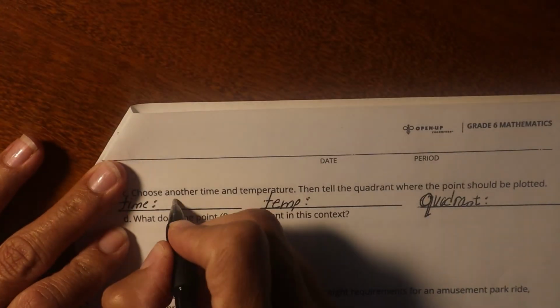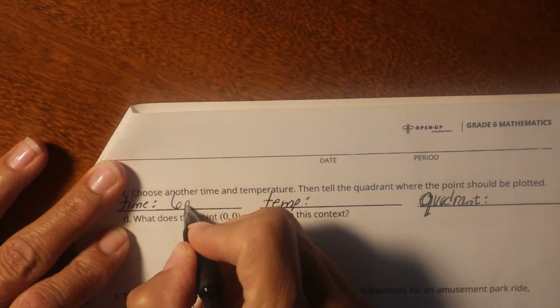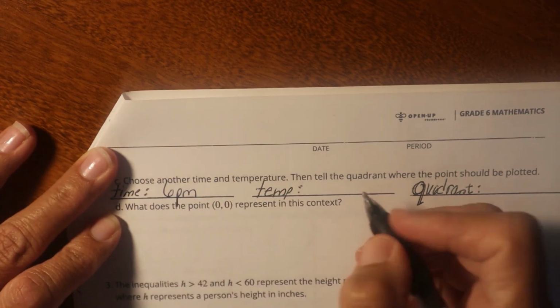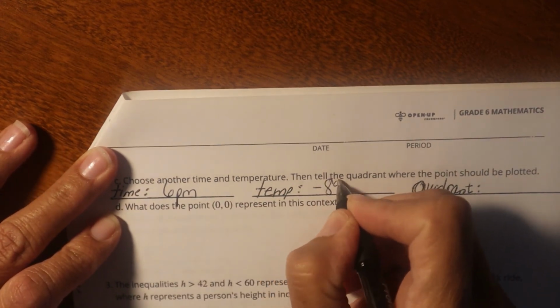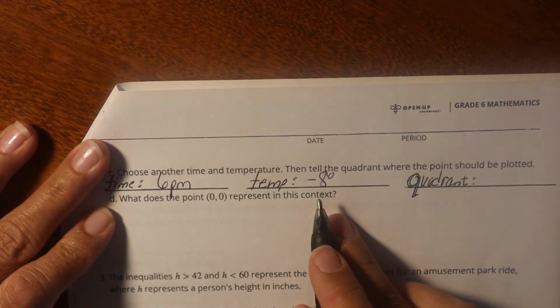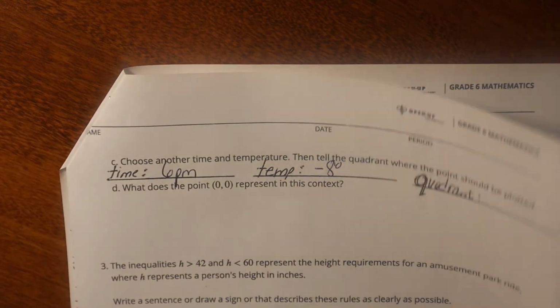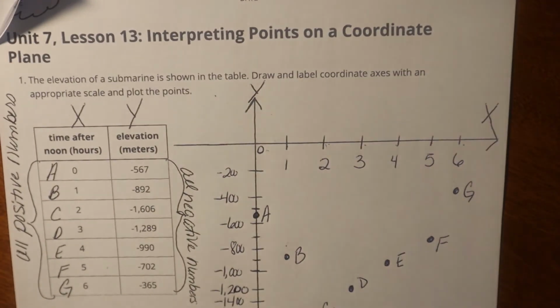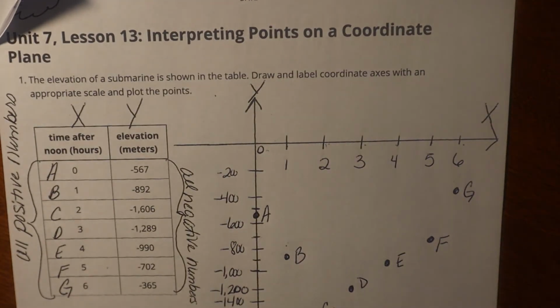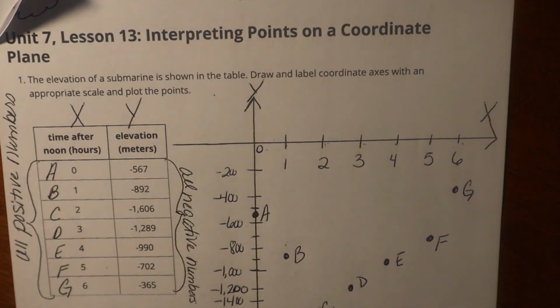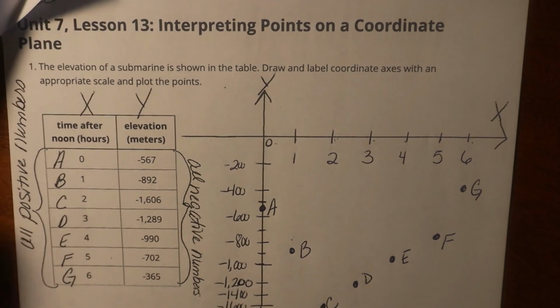So let's say it is 6 p.m. and I'm going to just say negative. You could have picked a different time. You could have picked a different temperature. That was fine, because you got to choose. But because I picked 6 and negative 8, for me, it's going to fall into quadrant 4.